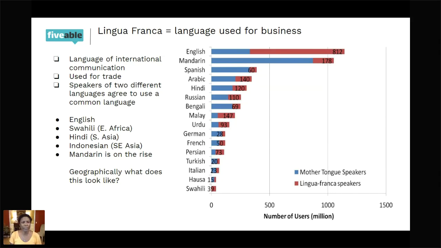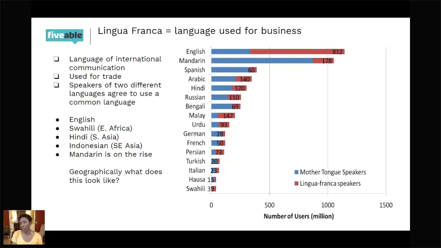I put here lists of other lingua francas that could be found. So of course, in East Africa, you have Swahili. In South Asia, you have Hindi. In Southeast Asia, Indonesian, and Mandarin, look how large it's expanding here. So you should have walked away with that.